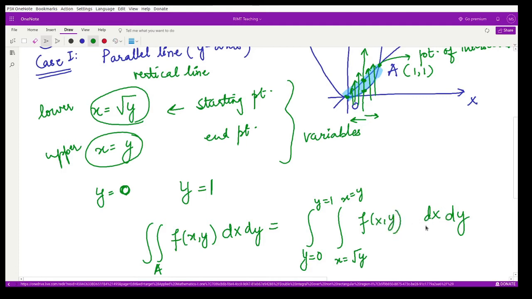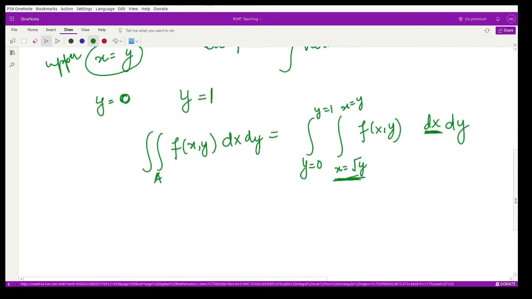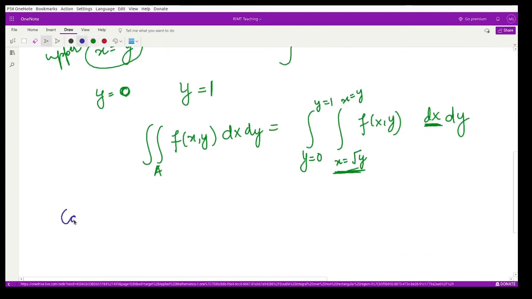So that means whenever you want the limits of x, you draw a vertical line, and corresponding to the vertical line you compute the limits like this. In the second case, case 2, suppose your region A is again defined by these two lines. One line is x is equal to y and another line is y is equal to x square.